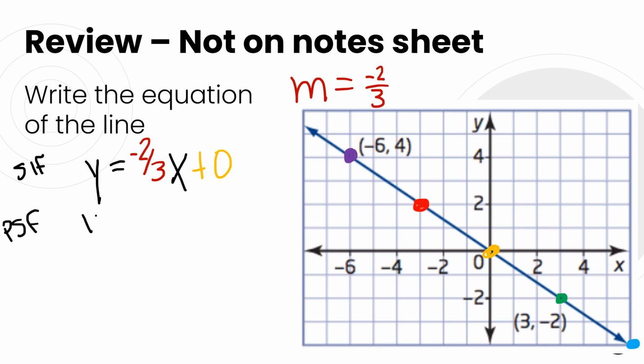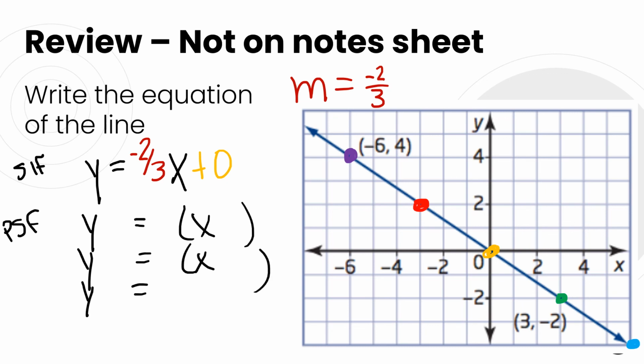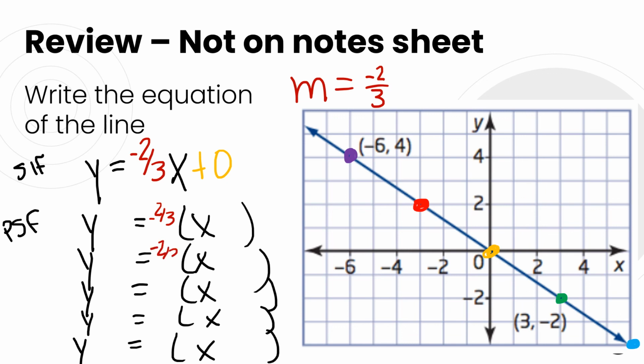But if you choose point-slope form, let me set up. I got 1, 2, 3, 4, 5 colors. Depends on which dot you pick. All right, let's say you picked the purple. Oh, first of all, let's fill in our slopes, right? Our slope is the same no matter what. So our answers should be consistent in slope. Let's say you pick the purple dot. Change it to a positive 6 and a negative 4.